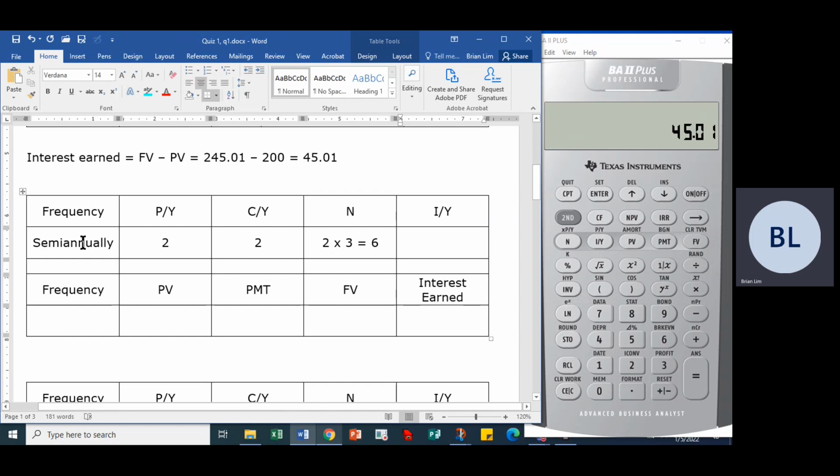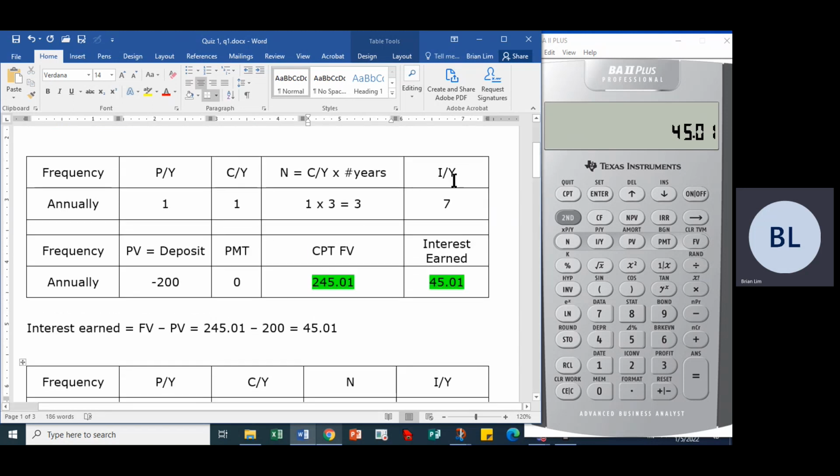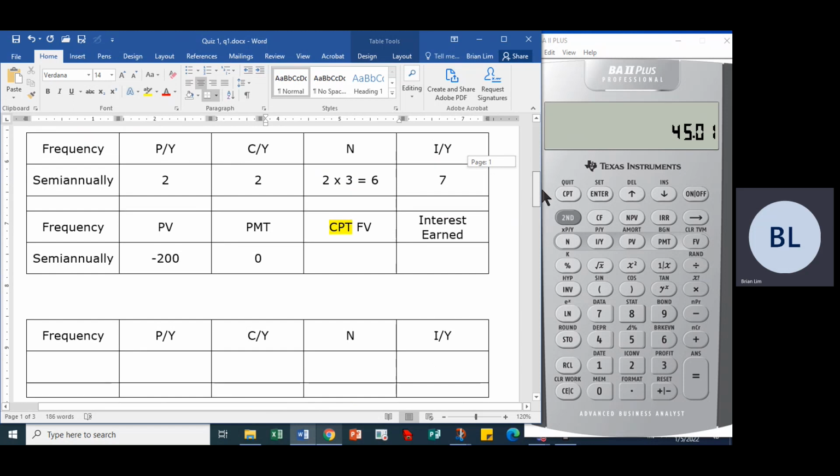Now, the interest is still the same, 7%. The frequency will just fill in with the same semi-annually. And the present value, we can put in the negative $200. Payment is 0, and then we will compute this future value here. So I will put in the CPT, so know that we are computing, all right? Maybe I should highlight that so that we know that we are computing, and go back here and also highlight it right here that it's a computation. That is the value that's being computed.